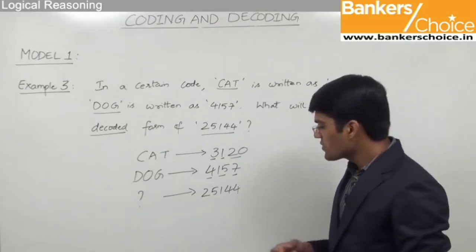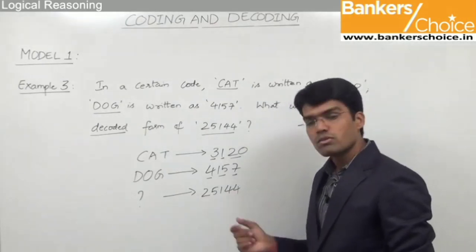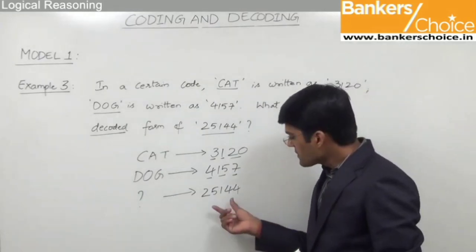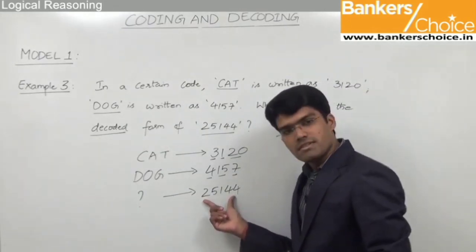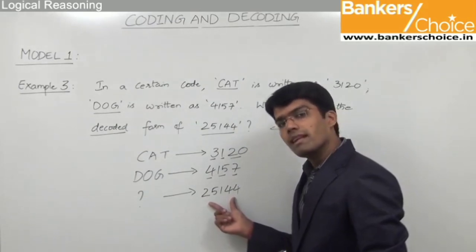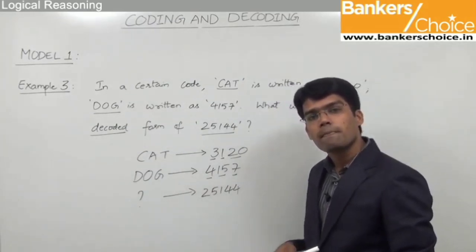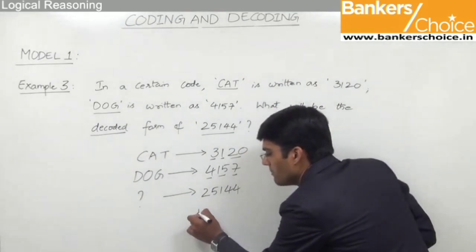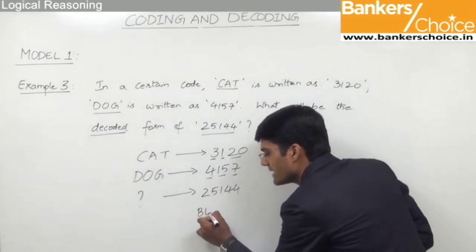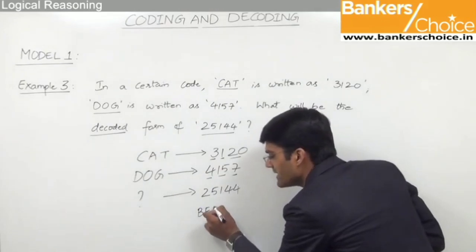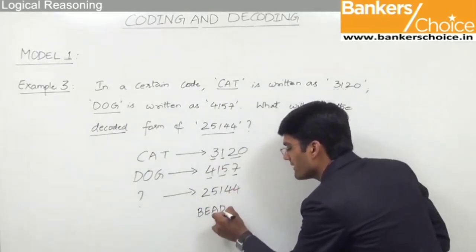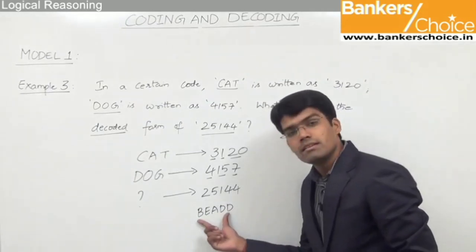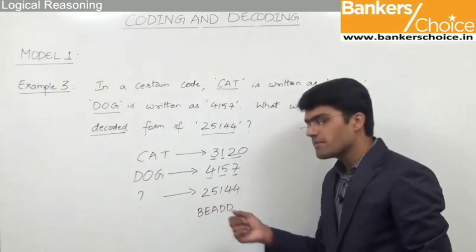And now we are supposed to find out the decoded form for 25144. To find out the answer for this question, we need to replace the positions in the coded form with the letters in the English alphabet. Let's try to do that. 2 can be taken as B, 5 is nothing but E, 1 is A, and 4 is D, and next 4 is again D. So this can be the decoded form for 25144.